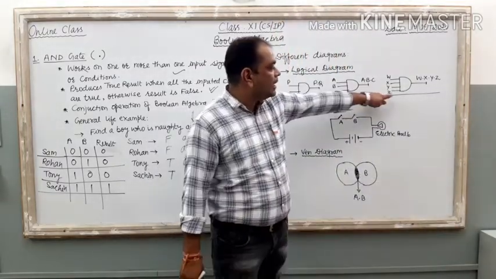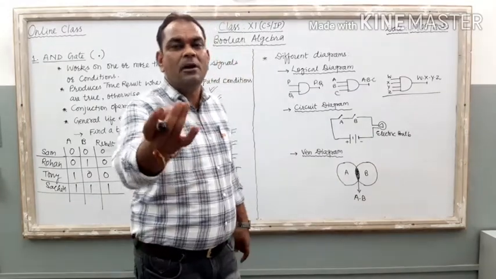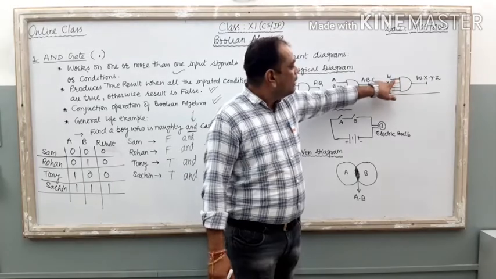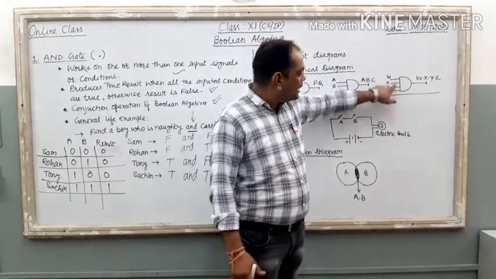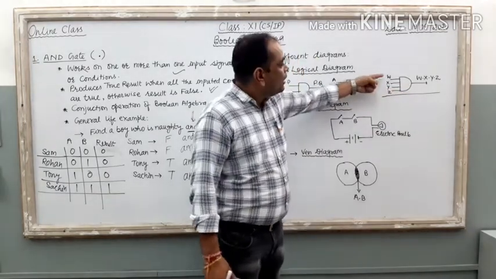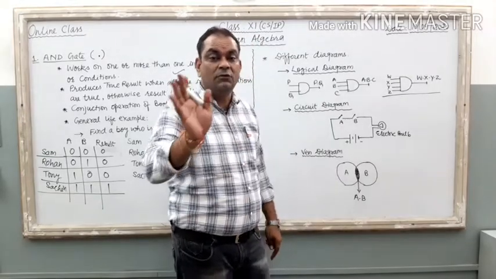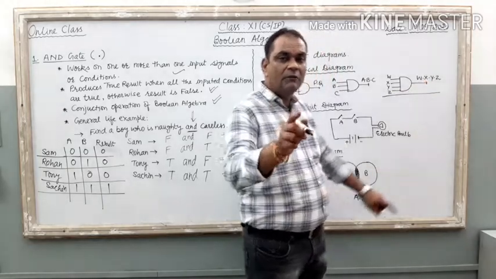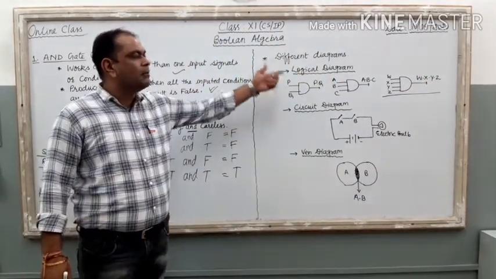Just check this diagram. If I say draw the diagram of a 4 input AND gate, very simple: just draw the D shape, attach 4 different wires at this side, and a single wire at that side. Here W, X, Y, Z, these 4 input signals are there, and the result is W dot X dot Y dot Z. So it is known as the logical diagram of the AND gate.